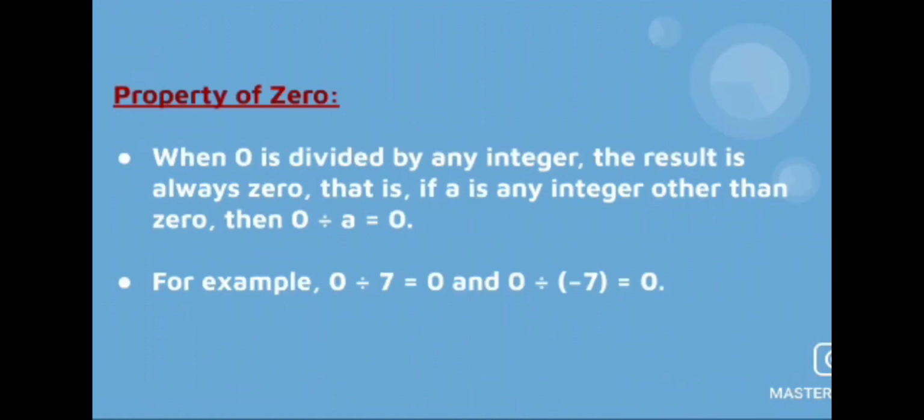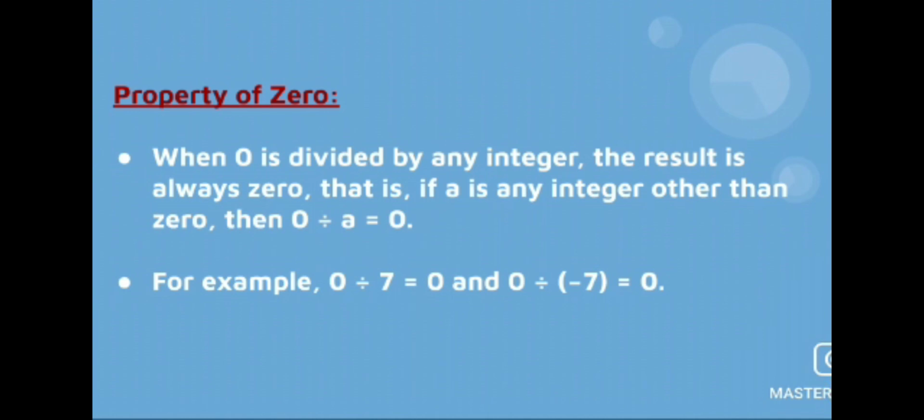Next, property of 0. When 0 is divided by any integer, the result is always 0. For example, 0 divided by 7 is 0. Any number they are giving, 0 by 7, that is equal to 0. 0 by any number is equal to 0.